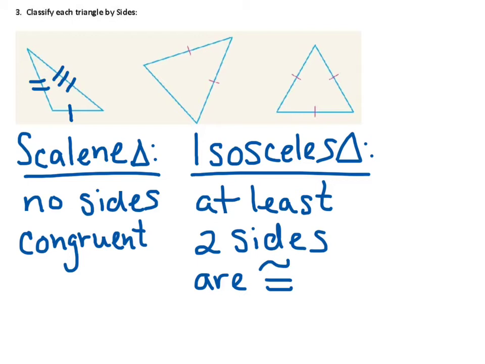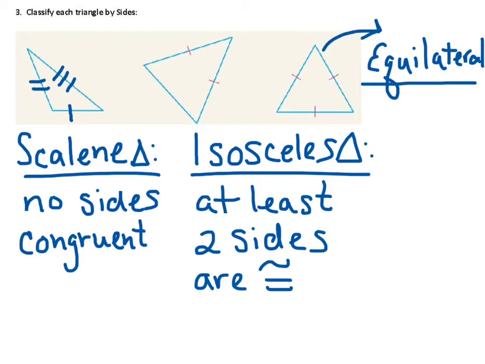I'm going to call that equilateral. E-Q-U-I-L-A-T-E-R-A-L. So again, if all sides are congruent, then it's called an equilateral triangle. So remember, that's when all sides are congruent.